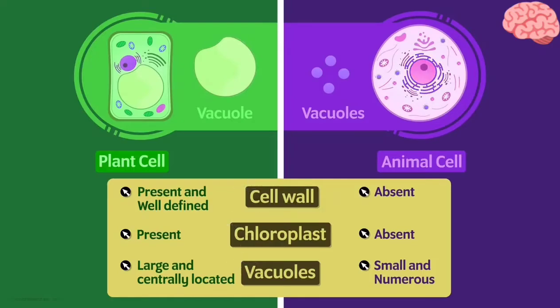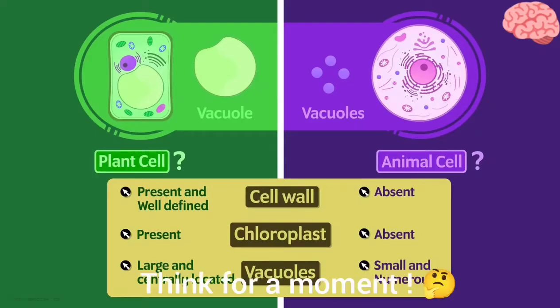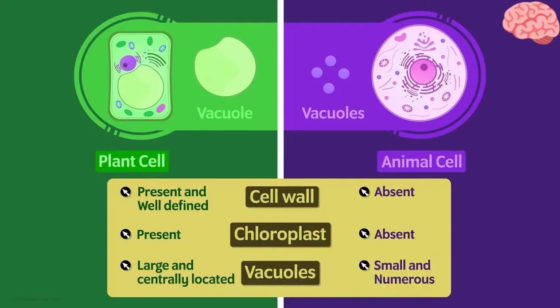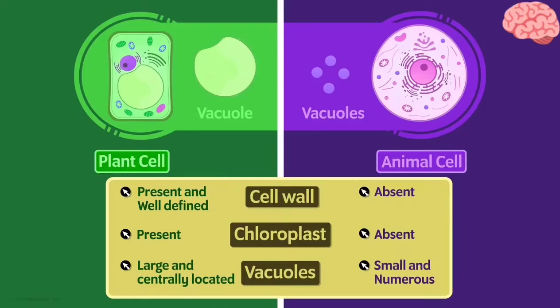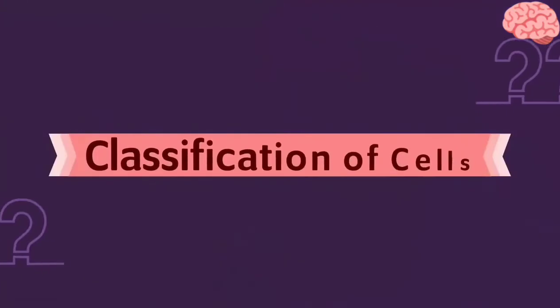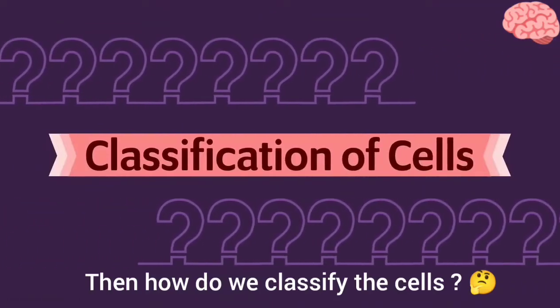Apart from this, there are several other differences in these two cells, but we will have a look at them in a higher grade. For now, you tell me, is classification of cells done only on this basis? Are there only two types of cells, plant cells and animal cells? Think for a moment. The answer is a definite no. This was just the difference between plant and animal cells. This is not the way cells are classified. Then how do we classify the cells?